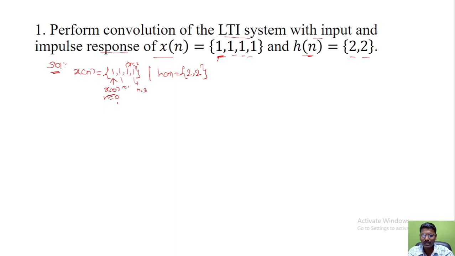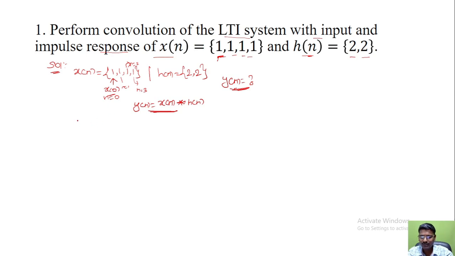To solve this, first we need to find the length of y of n. For that, we know the formula for convolution, y of n is equal to x of n convolution h of n, right? So this is the corresponding value we are going to find. We need to find the value of y of n. This is what they have asked: perform convolution. So we need to find the value of y of n, and this is the formula.